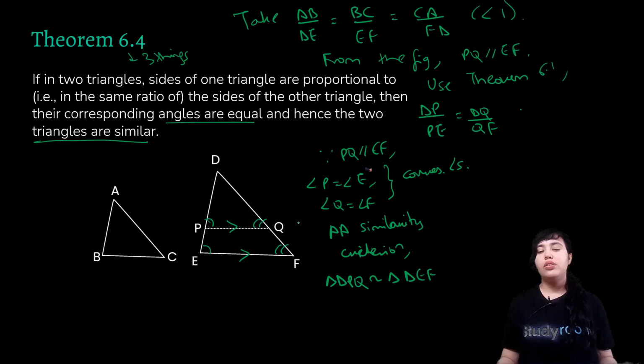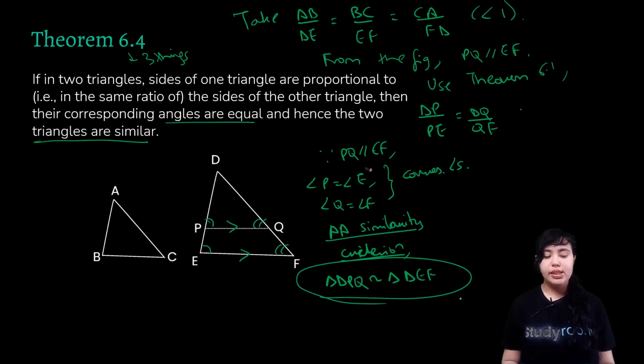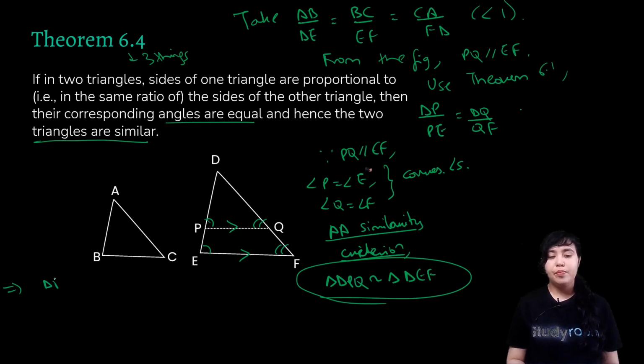So if two angles are equal, we can say that according to the AA similarity criterion, the two triangles are similar. So we've proven these two triangles similar, and if they're similar, that means that the ratios of the corresponding sides would be equal, which means DP upon DE would be equal to DQ upon DF. And similarly, you can write the third ratio, that will be PQ upon EF.